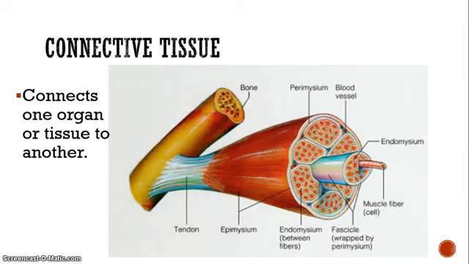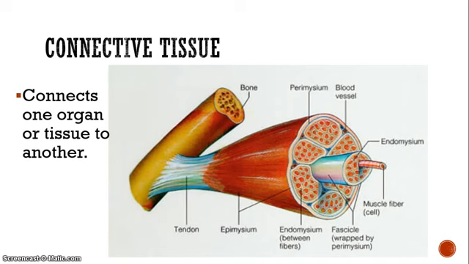Connective tissue's function is to connect one organ or tissue to another. For example, tendons connect muscles to bone. Connective tissue also holds, supports, protects, and insulates body parts. In addition, connective tissue fills spaces, stores fats, and forms blood cells. Types of connective tissue include soft connective tissues and specialized connective tissues: cartilage, bone tissue, adipose tissue, and blood.